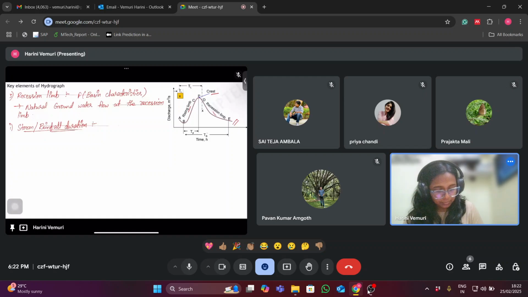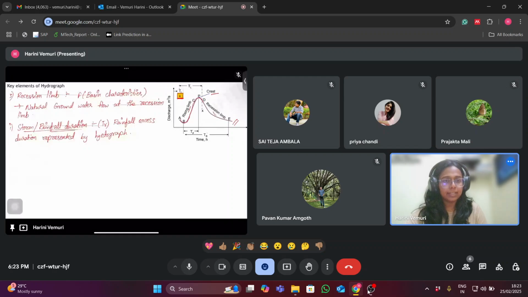Okay. So it is the excess rainfall duration represented by the hydrograph. In this case, this is our hydrograph, and generally we represent the excess rainfall hyetograph here in blocks, as we have discussed. The x-axis represents the time and the y-axis is the rainfall intensity, right? So the duration of the excess rainfall, TR, is the storm duration or rainfall duration.